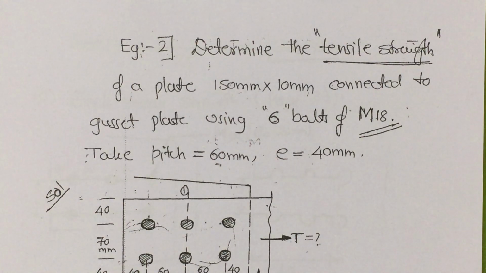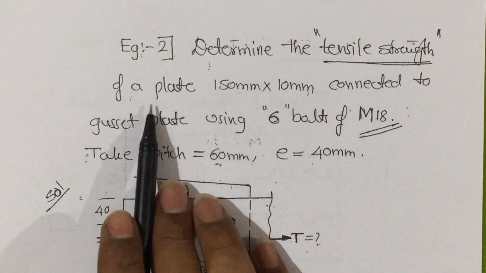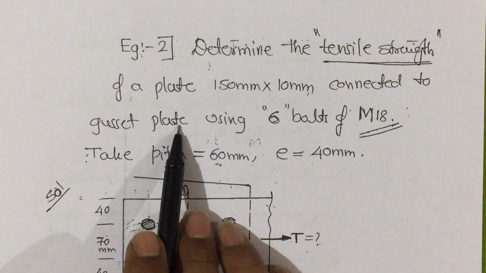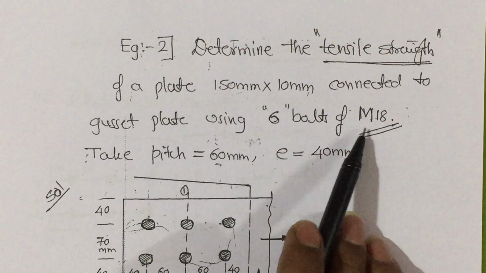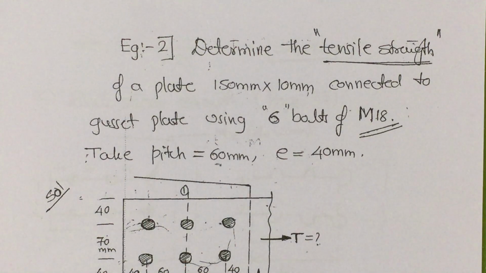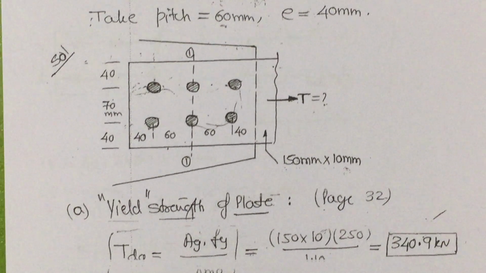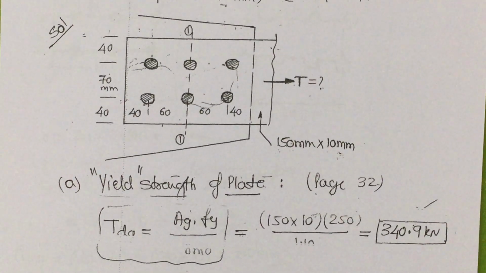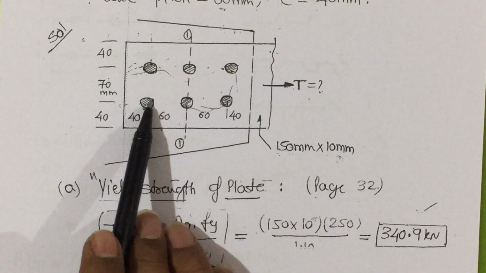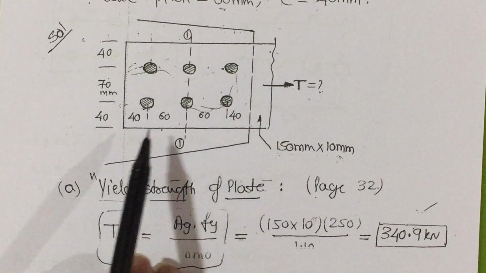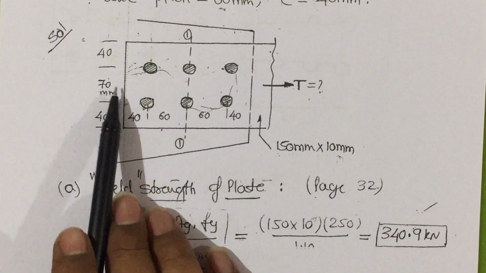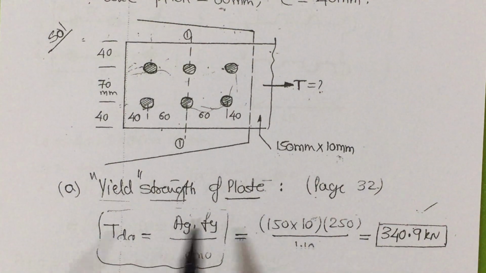Example 2. Determine the tensile strength of a plate 150 by 10 mm connected to the gusset plate using 6 bolts of M18. Take pitch equal to 60 mm, edge distance equal to 40 mm. It is the same as the previous problem. Here 2 chains of bolts are given, and pitch distances and edge distances are given along with the gauge distance.